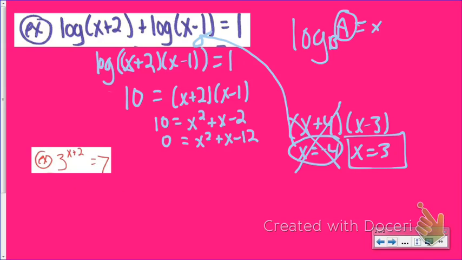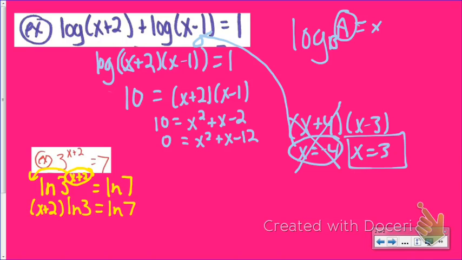So what I need to do is I need to rewrite these as logs. So what I'm going to do is I'm just going to take the log of both sides. So I'm going to say the natural log of 3 to the x plus 2 is equal to the natural log of 7. Then what I can do using algebra or using my log rules is I can move that x plus 2 to the front. So now I have x plus 2 times the natural log of 3. And now I just need to solve for x and get x by itself.